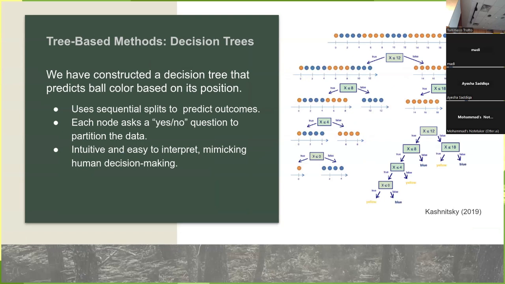By doing these decisions repeatedly, we can construct a whole decision tree that predicts the ball color based on its position. So this model uses sequential splits to predict the color outcomes. At each node, these are nodes, it asks a yes/no question to partition the data. So this model is easy to interpret. It's intuitive because it mimics human decisions.